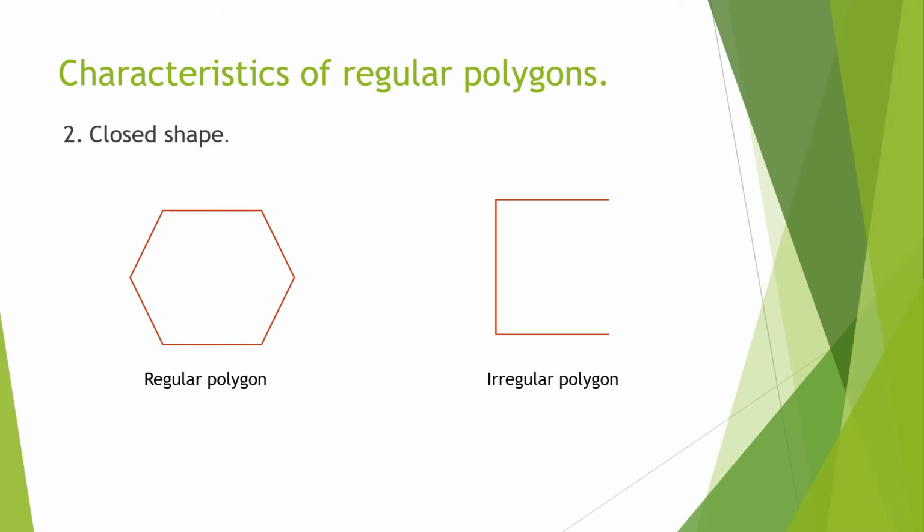The second characteristic of a regular polygon is a closed shape. For example, look at the hexagon on the left. All the sides are joined together to make the complete hexagon. The diagram on the right is an easy example of an irregular polygon.